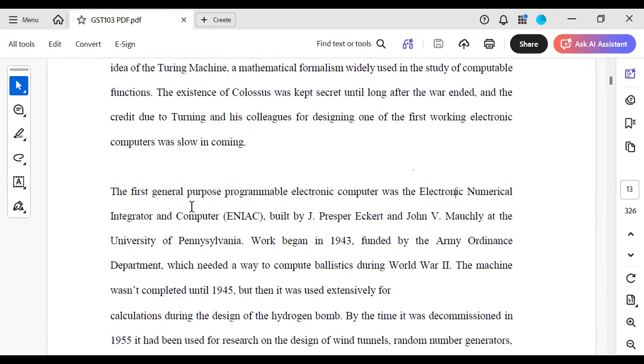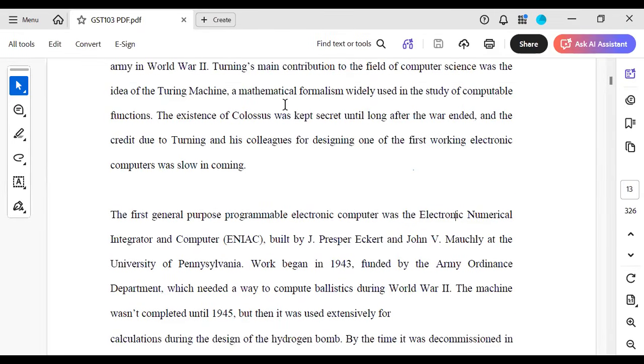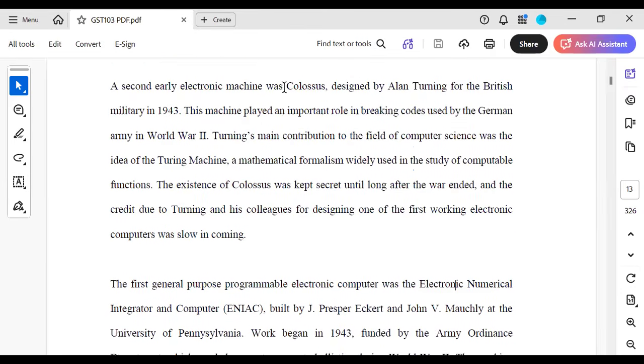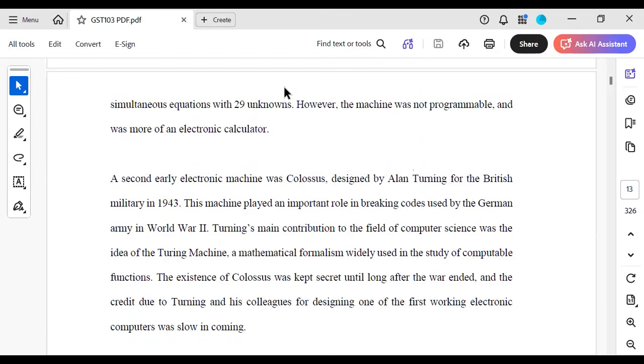So what is the difference between ENIAC and Colossus? And what was the one produced by Atanasoff? What was his own design? What did he design then?